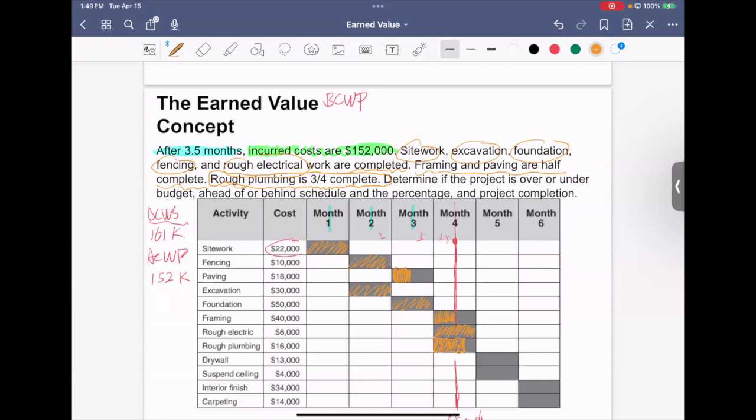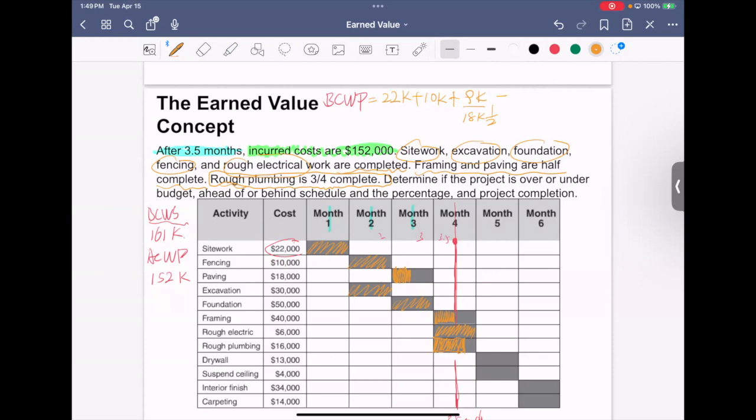So that is equal to sidewalk 22 is all done. And the fencing 10,000 is all done. And the paving is 9K, right? So you can do it like this. You can do 18 times 0.5, right? It's the same way, okay? So if you can do 9, then you just put a 9 here. If you don't understand it, you can put 18K times half, right?